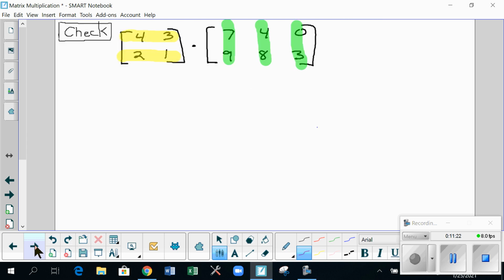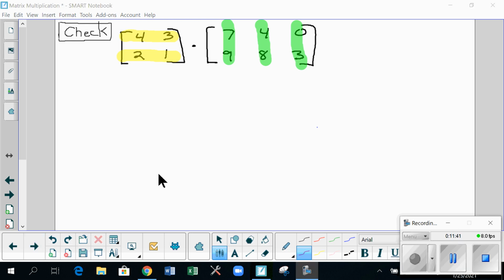Okay, here's a check problem. Go ahead and hit pause on the video right now. If you want some extra practice, here's a good one to practice with. Multiply these two matrices together. I promise you that this one is possible. Go ahead and hit pause right now, and I'll put the answer up in just a few seconds.